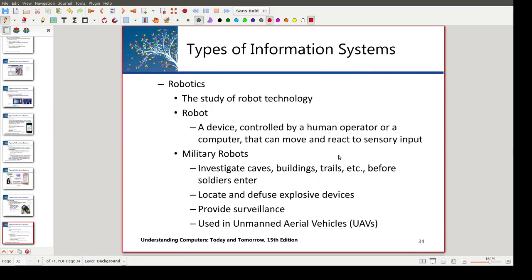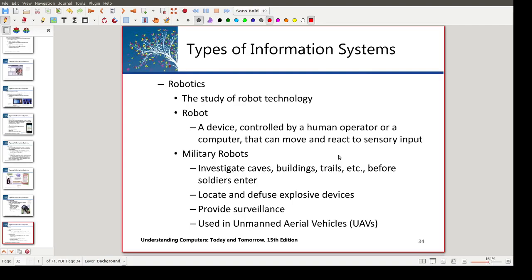The robotics, again under the umbrella of the artificial intelligence systems, they study the robot technology. The robot is a device controlled by a human operator or a computer program that can move and react to sensory input. Sensory input means a camera, a microphone to get the input from, and so on. They are used in military. The military robots investigate caves instead of sending people to the caves where they might fall. They send robots. They inspect or investigate buildings and trails before soldiers enter to make sure everything is safe to proceed.